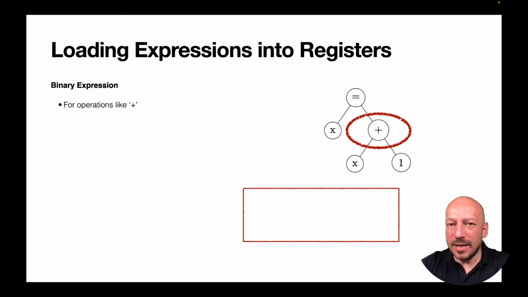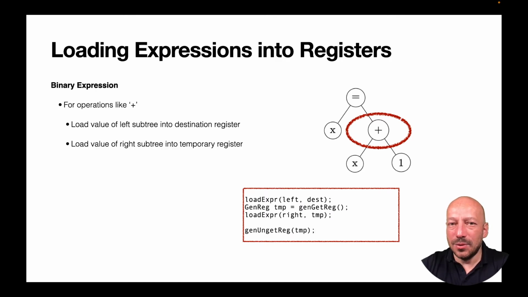If this binary expression node is representing an operation like adding two expressions, then we simply can make a recursive function call for loading, for example, the left subtree into a register. Then we will acquire a temporary register and will load into this temporary register the value of the right subtree. And then we can simply apply the operation. For example, here adding the values of these two subtrees.